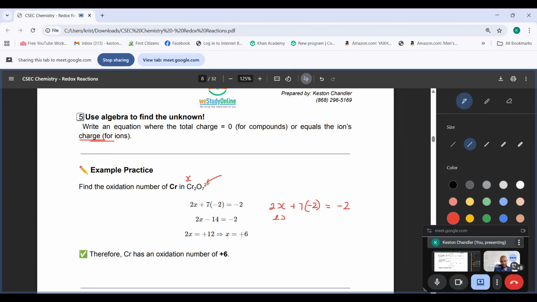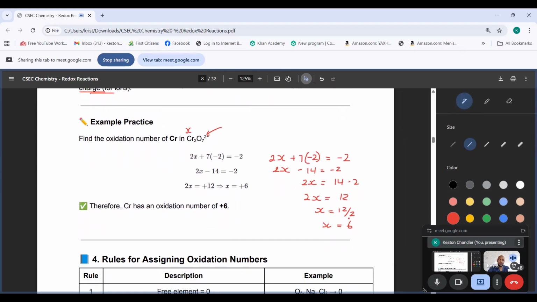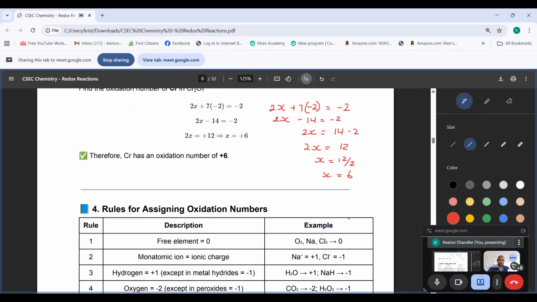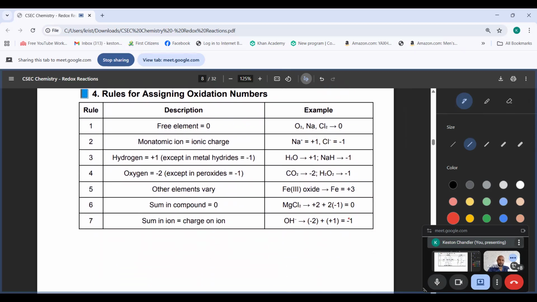So we'll get, as you can see here, 2X minus 14 is equal to -2. 2X is equal to 14 minus 2. So 2X is equal to 12. X would be equal to 12 over 2. X would be equal to 6. So the oxidation number for chromium is +6. Everybody understand that? Right?